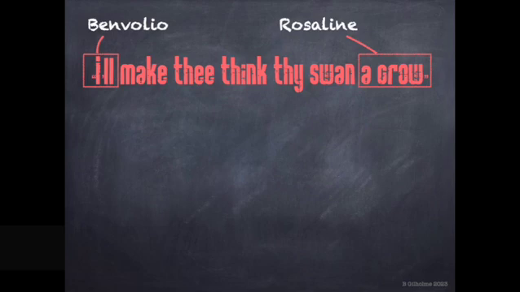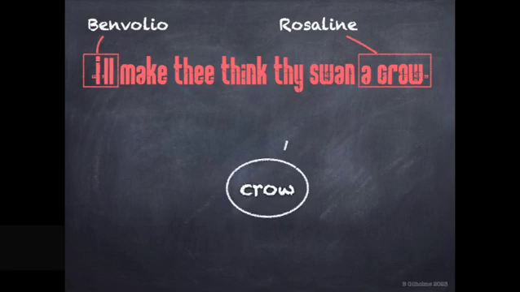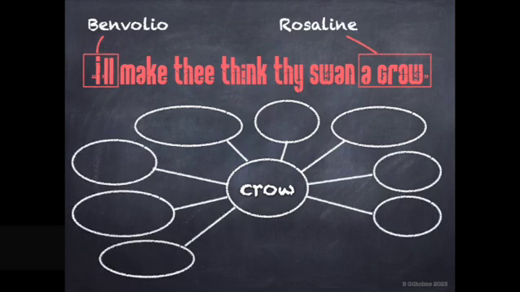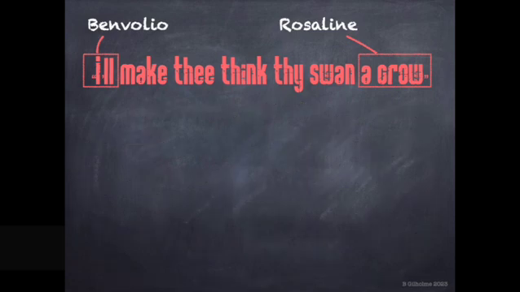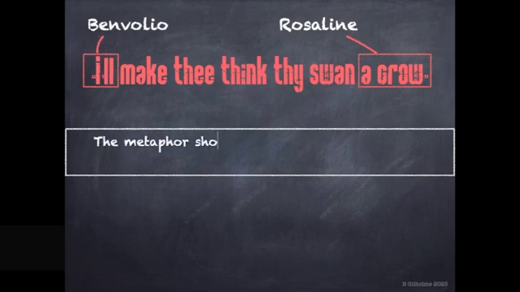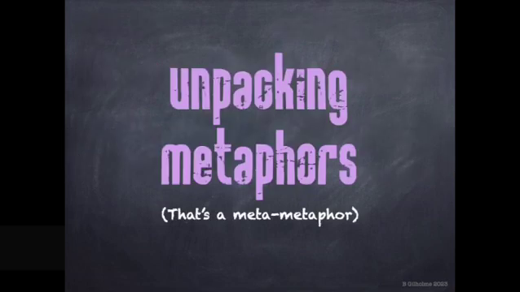So now it's going to be your turn. This time we'll look at the second half of the quote, which is what Benvolio thinks about Rosalind. In this one, Benvolio is transferring the ideas associated with crows to Rosalind. So what you need to do is unpack that by brainstorming all the attributes of crows, and then identify the most relevant ones. And finally, once you've done that, you can use the sentence stem to summarize what this shows about Rosalind. And that's it. It just leaves us with one thing. Have you worked out why unpacking metaphors is a metaphor?